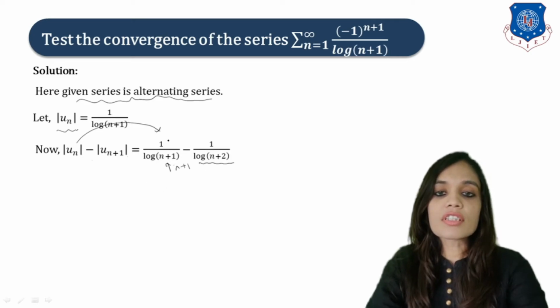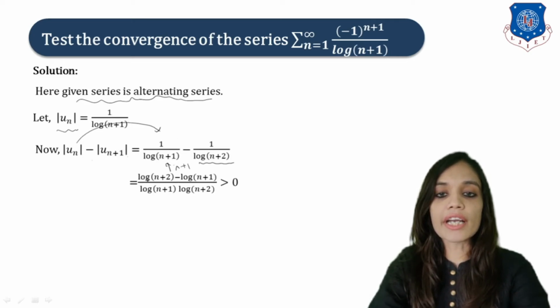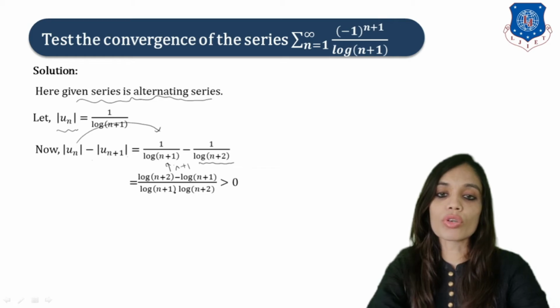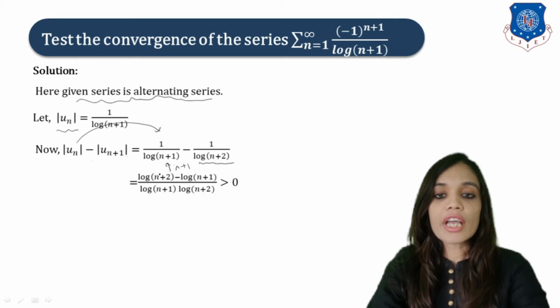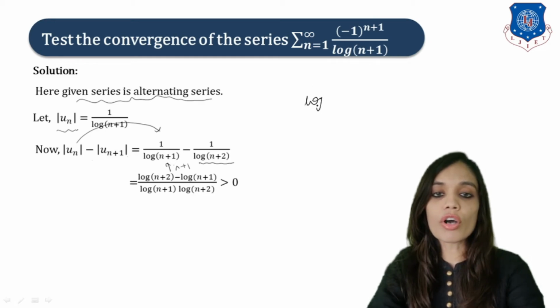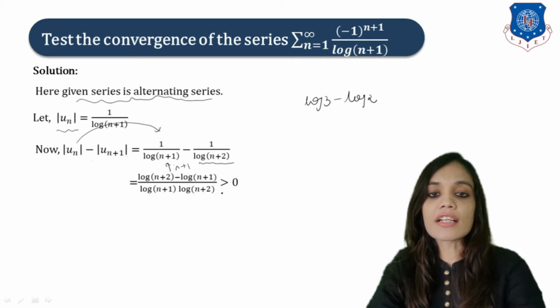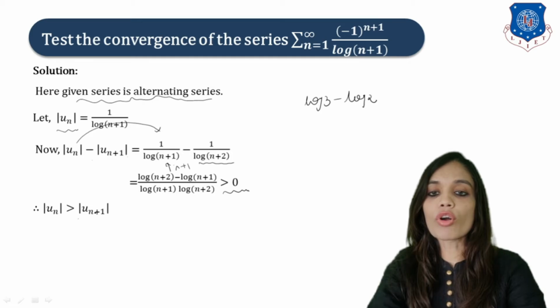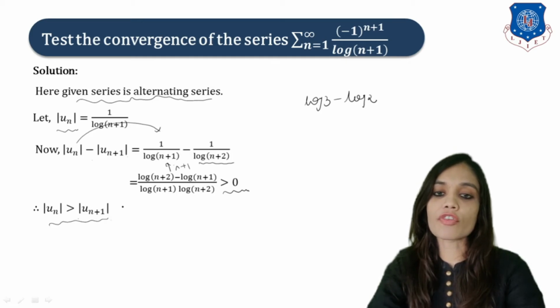Okay. Now simplify by taking the LCM. So you will get [log(n+2) minus log(n+1)] upon [log(n+1) into log(n+2)]. Now suppose if you put n equal to 1 in our numerator, what will you get? Log 3 minus log 2. And if you take the values of these two and subtract, then you will get an answer greater than 0, right? So our first condition, that is |un| greater than |un+1|, is satisfied.